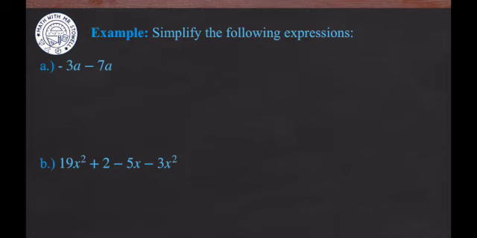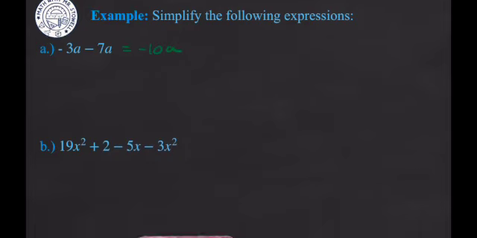Let's look at a few more examples. Simplify the following expressions. Negative 3a minus 7a. These are like terms. So let's combine them. Negative 3 minus 7, those are both negative, so this is going to be a negative 10a. It goes farther negative. We owe them $3, we owe them 7 more, so put them together. So that's simplest form for that.